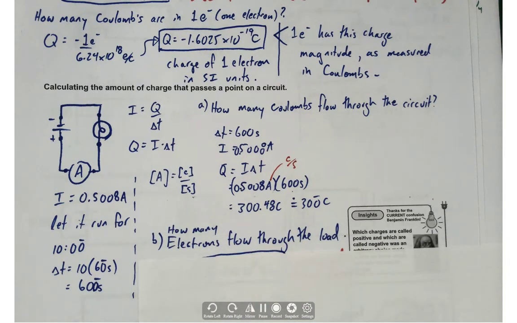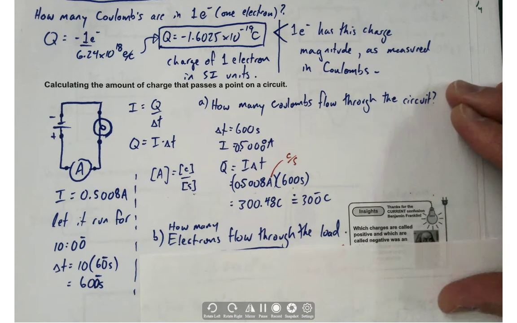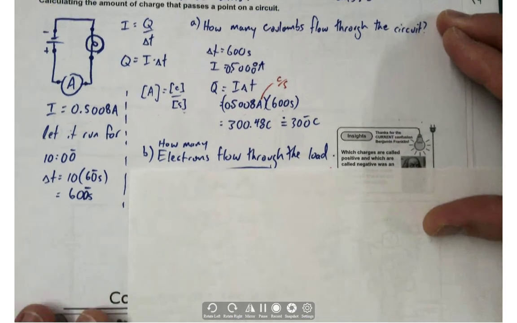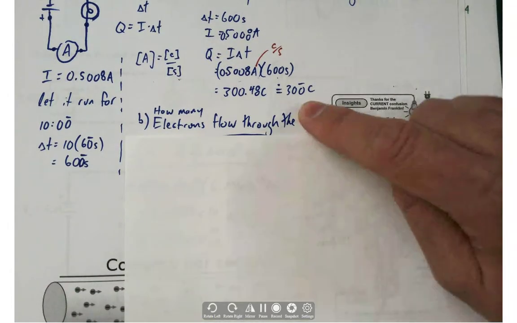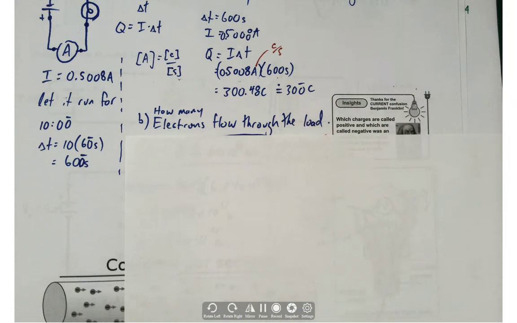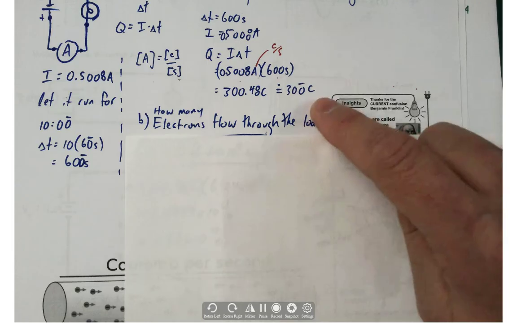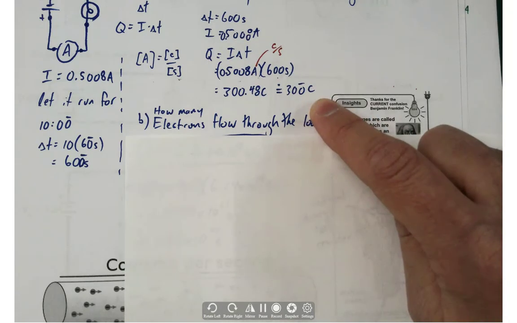Follow-up question might be, how many actual electrons flow through the load? Because what we've got is the number of coulombs, but a coulomb, there's not 300 electrons. Remember, a coulomb is kind of like that idea of the dozen, but applied to electron quantities, right? So if I've got 300 of those electron packages that we call a coulomb, we don't have 300 electrons flowing through. We have 300 times however big a coulomb is.